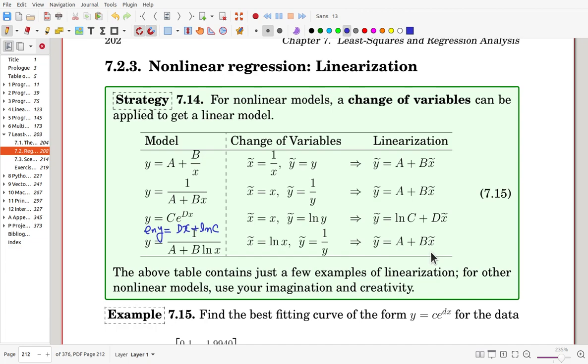This table shows just a few examples of linearization. For other nonlinear models, you can use your imagination and creativity to get a linearized model or a very approximated linear model. The reason we need linearization is that sometimes we have to solve the nonlinear regression model by using, for example, Newton's method. In this case, you have to give really good initialization for the parameters by using linearization or an approximate model. You can get good approximated parameters. Then from that moment, you can get a much better estimation by using the Newton method.